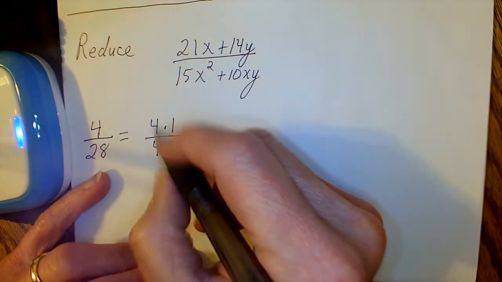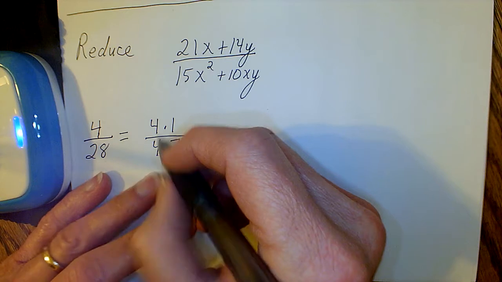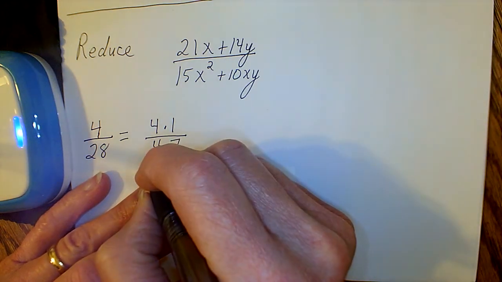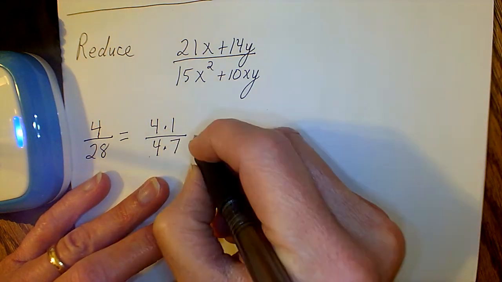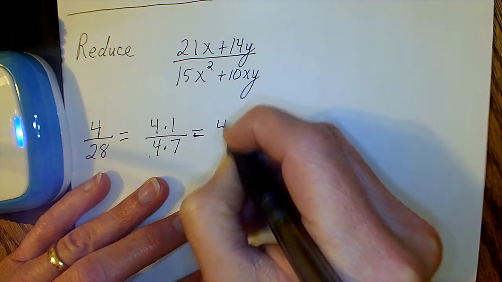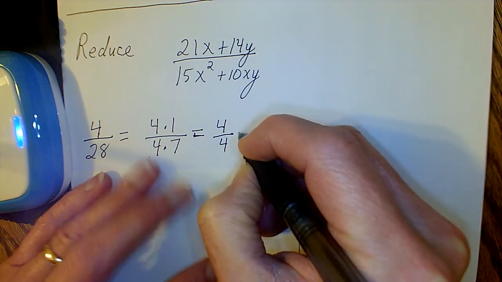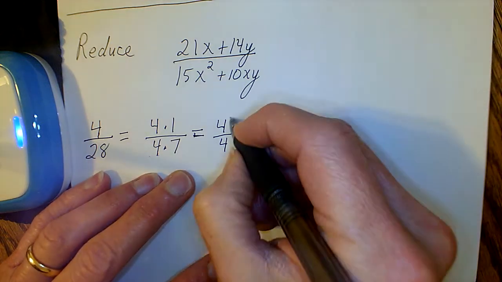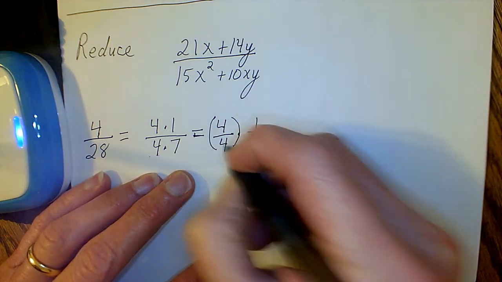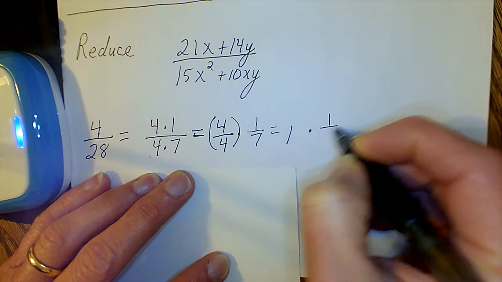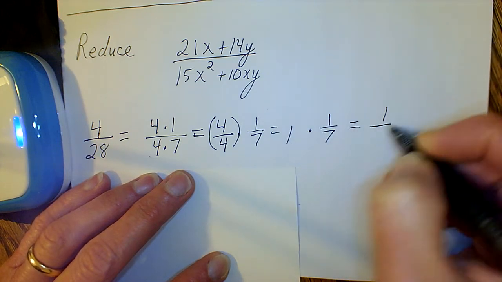And now we can see the common factor. And when we have a common factor in the numerator and denominator, we can cancel it out. Basically, that's because if we rewrote this as two separate fractions, 4 over 4 times 1 over 7, do you see that 4 over 4 becomes 1? And we basically have 1 times 1 over 7. We end up with just 1 over 7.